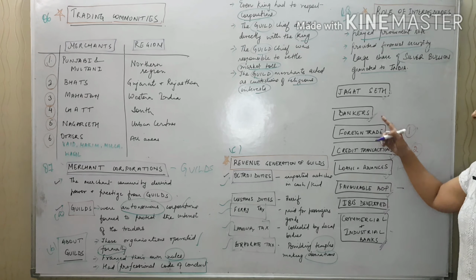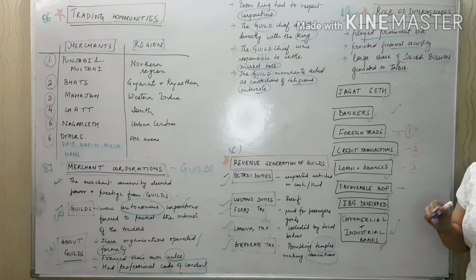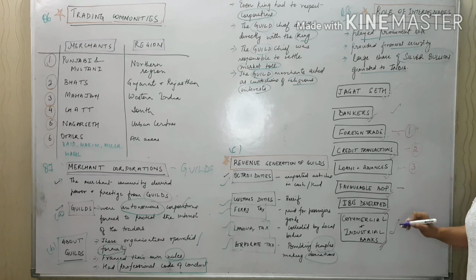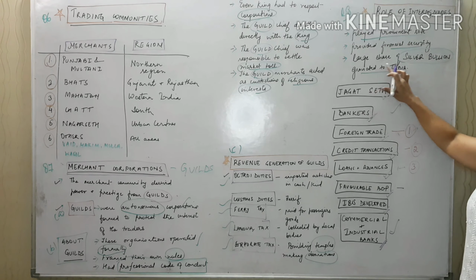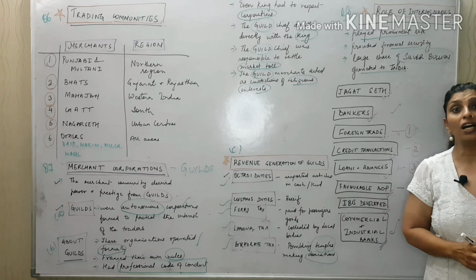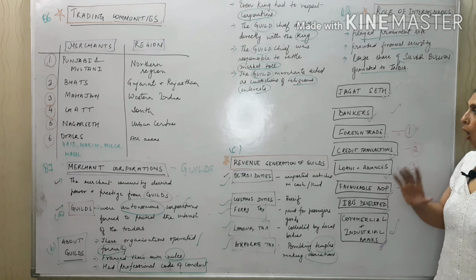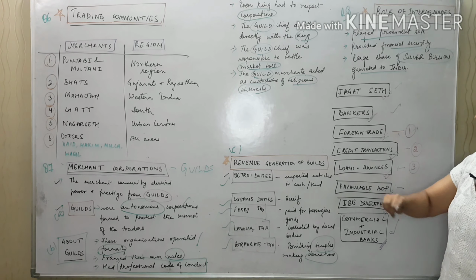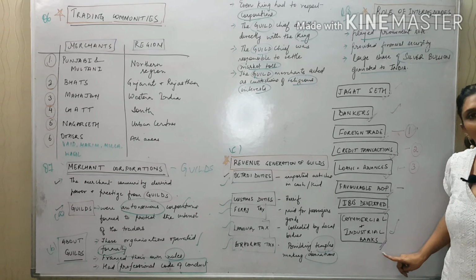Because these three parties initiated the trade and commerce. So the balance of payment and trade was very, very positive. And then the indigenous banking system was developed. The intermediaries played a very prominent role. They provided financial security, and a very large share of silver bullion moved to Asia, especially to India, all thanks to the three major intermediaries: Jagat Seth, bankers, as well as commercial and industrial banking.